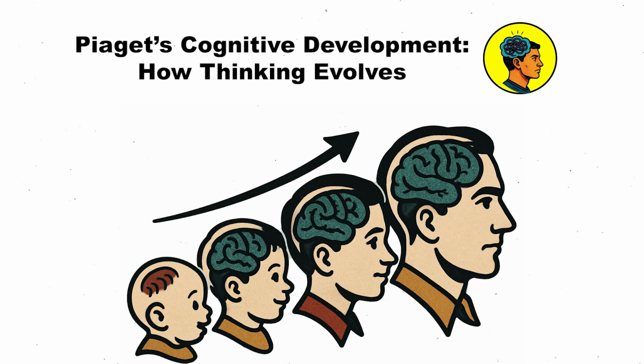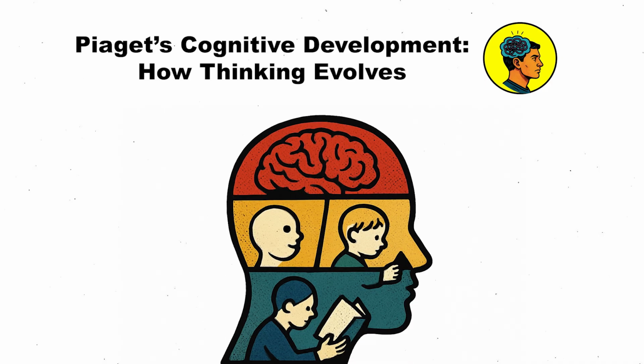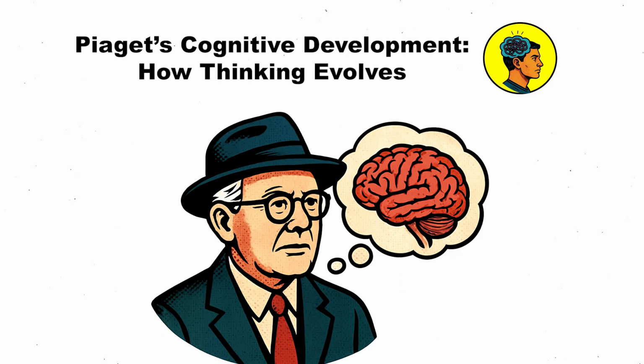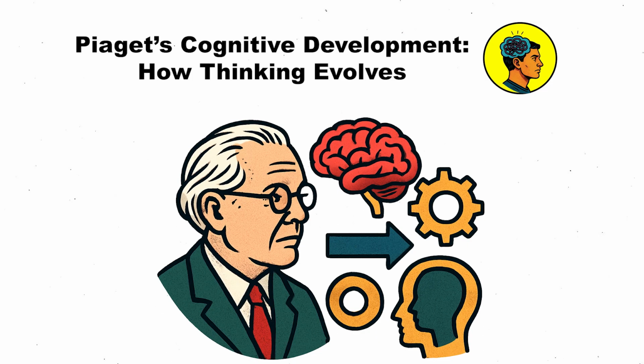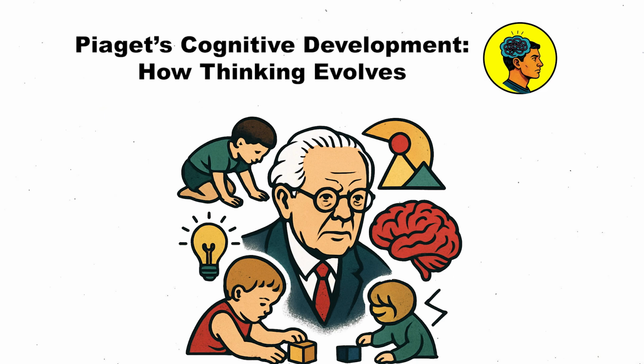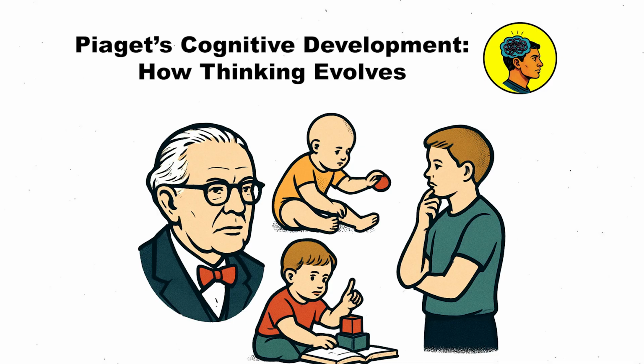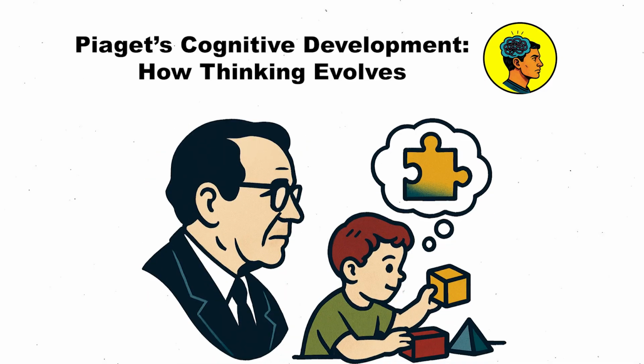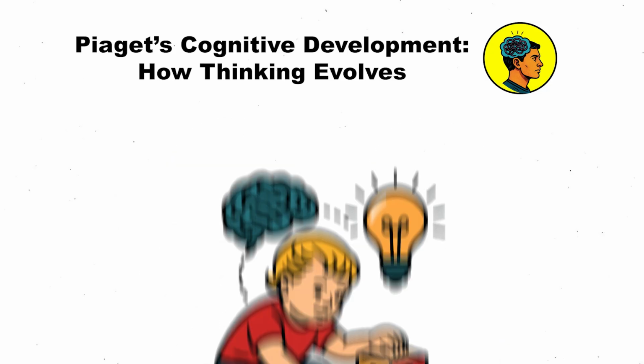Jean Piaget shifted psychology's focus from behavior to the mind itself. Through years of observing children, he realized that intelligence grows in structured stages, from sensory exploration to abstract reasoning. In Piaget's view, a child isn't a smaller version of an adult, but a unique thinker, building knowledge through interaction and experience. Concepts like conservation, object permanence, and schema formation revealed that learning is an active process, not passive absorption.